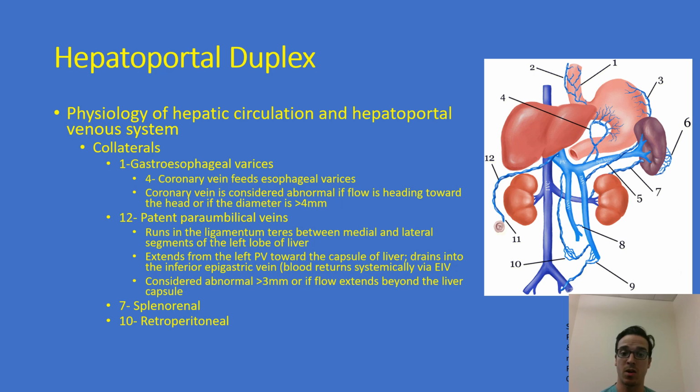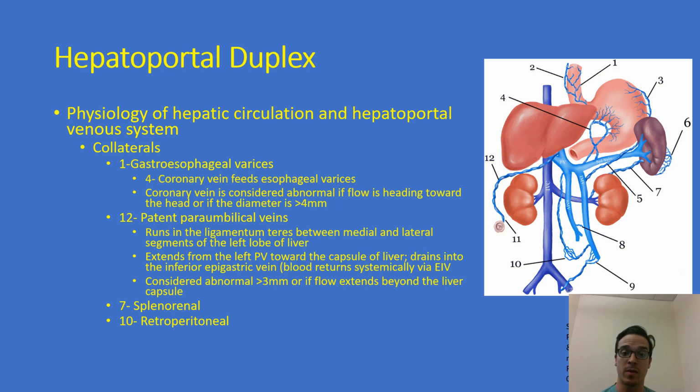Gastroesophageal varices are often the most clinically significant. The coronary vein feeds the esophageal varices. The coronary vein is considered abnormal if flow is heading toward the head or if the diameter is greater than 4 millimeters. Also important are patent paraumbilical veins.